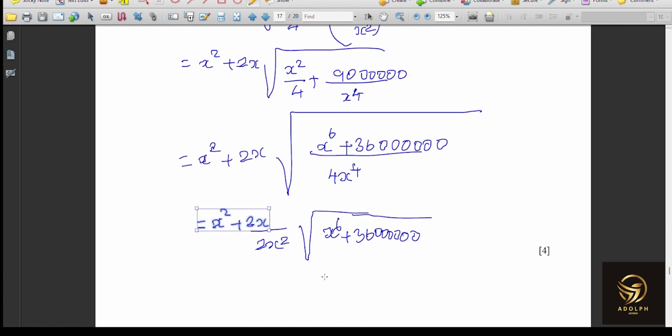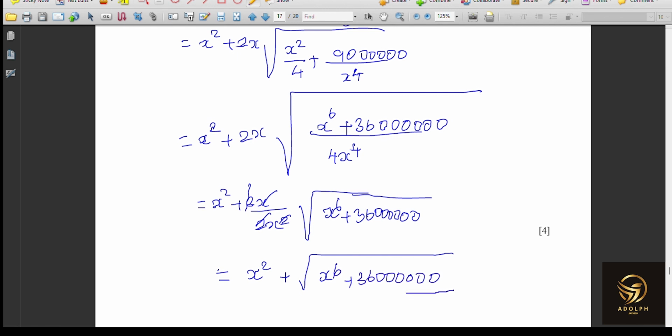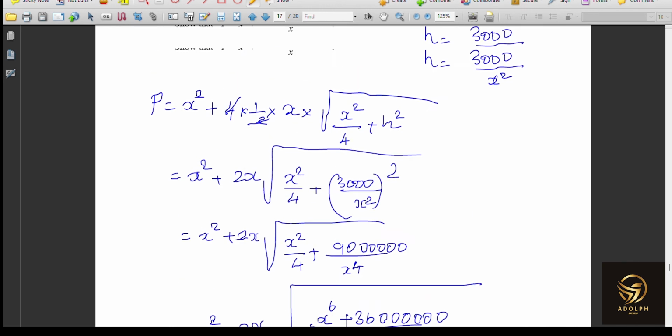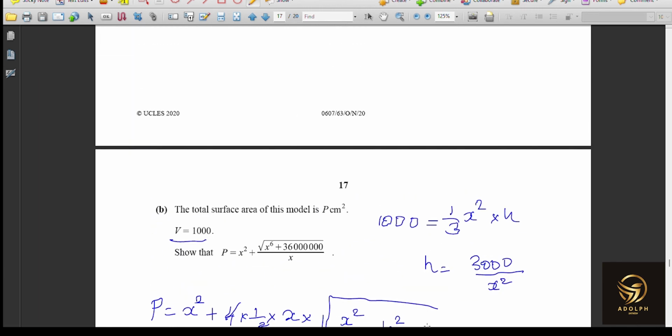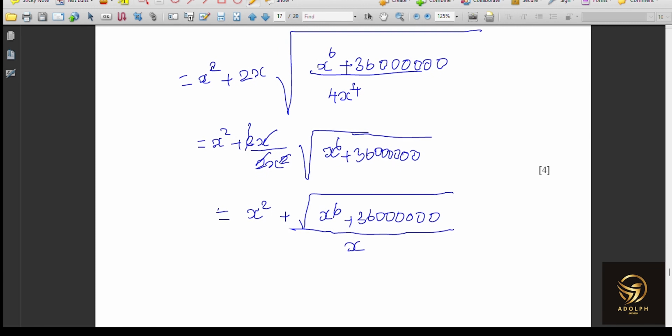Then here we can simplify things, and we'll be getting 2 will get cancelled, x and x square also getting cancelled, so that the answer is x square plus square root of x power 6 plus 36000000 by x. Actually that x should be outside of the square root, make sure of that, and I guess that's what we have to find too. Yeah, we proved it, sorry.